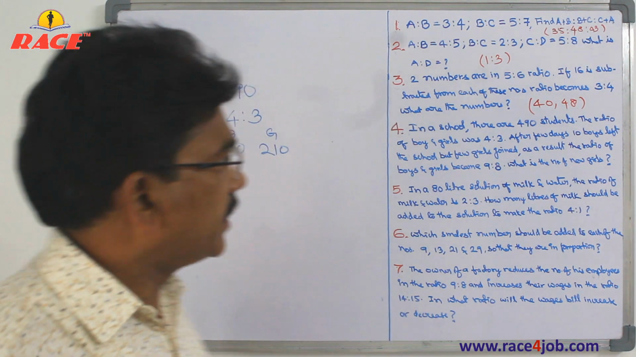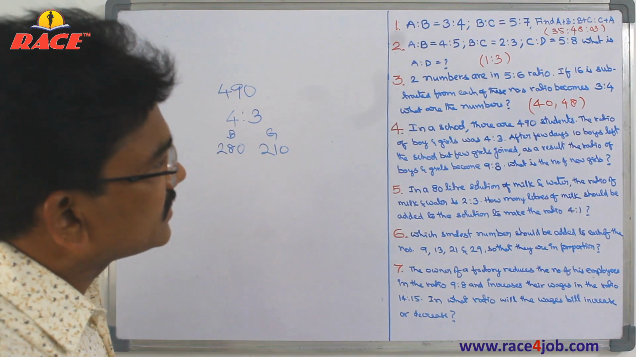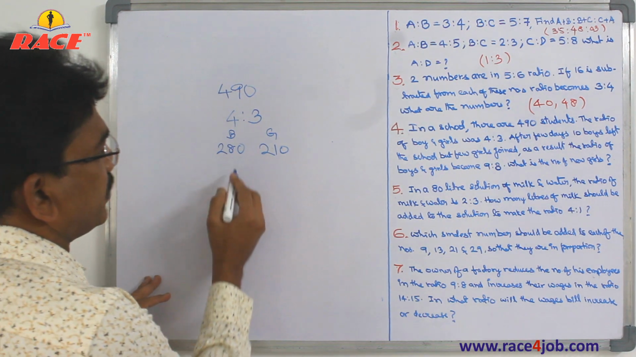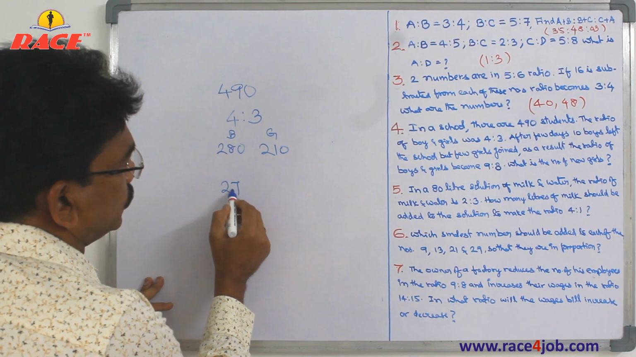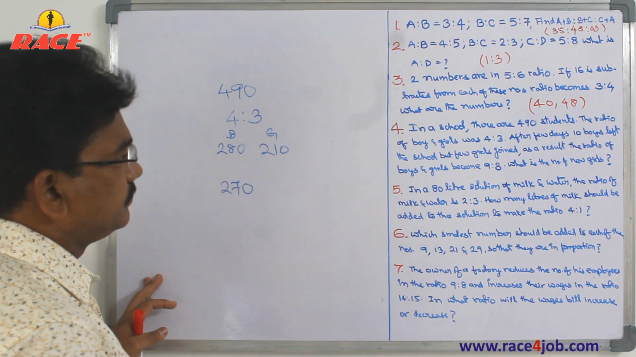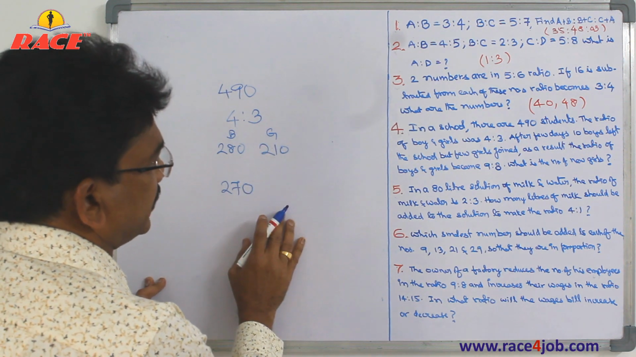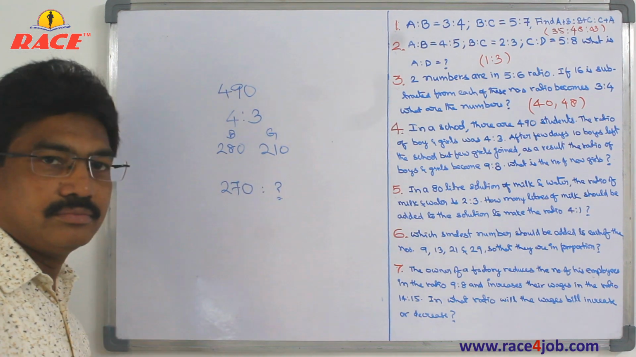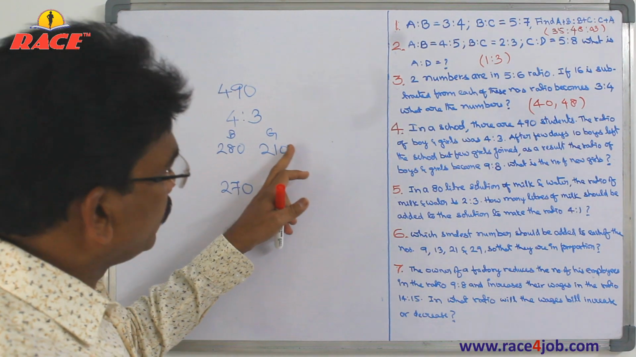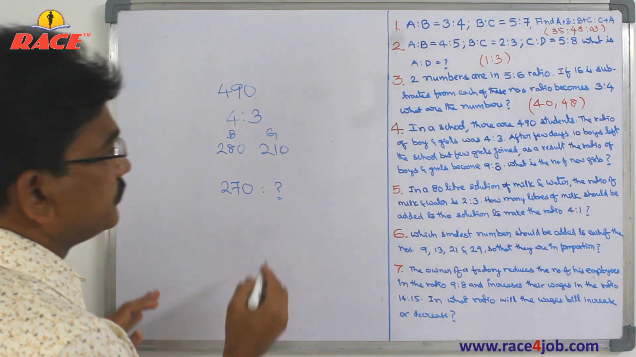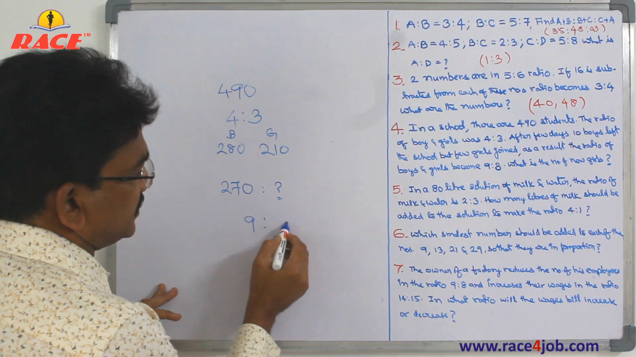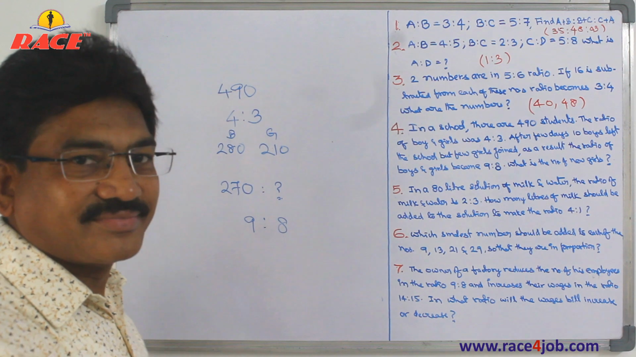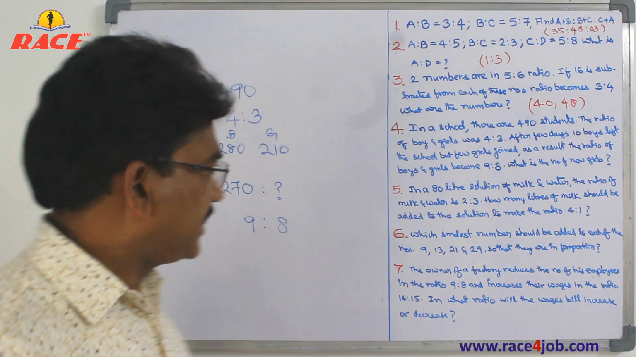From this one, what happened? 10 boys left the school. 10 boys left means now only 270 boys. And some girls joined. We don't know how many girls. This we don't know. So after a few girls joined, the ratio has become 9:8. Okay, ratio has become 9:8.